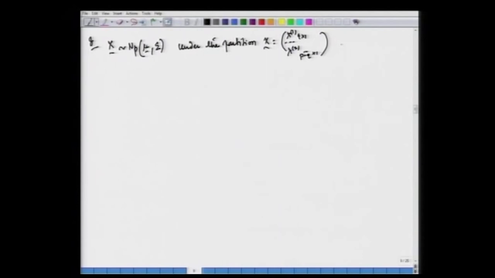Let us now talk about the conditional distribution of one part of the random vector given the other part. So, our next result is on the conditional distribution. We have x following a p variate multivariate normal with mu, sigma, under the partition of x into the sub vectors x 1 and x 2, the first being q dimensional and the second one p minus q, with corresponding mean vector mu, similarly partitioned into mu 1 and mu 2, and covariance matrix sigma as this block sigma 1 1, sigma 1 2, sigma 2 1 and sigma 2 2.